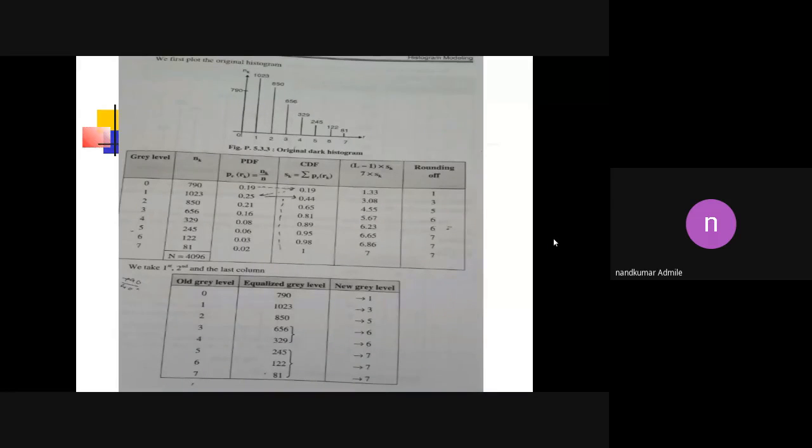So we have only two input values. One is a gray level and another is a number of pixels. Right, up to this clear?